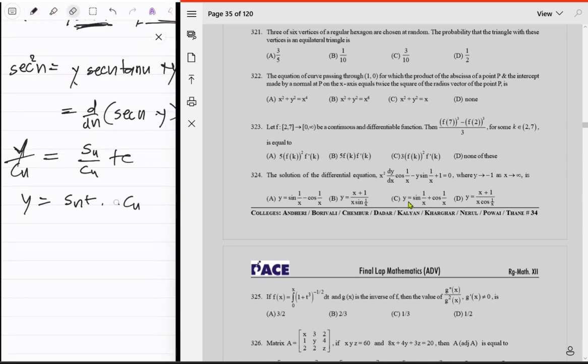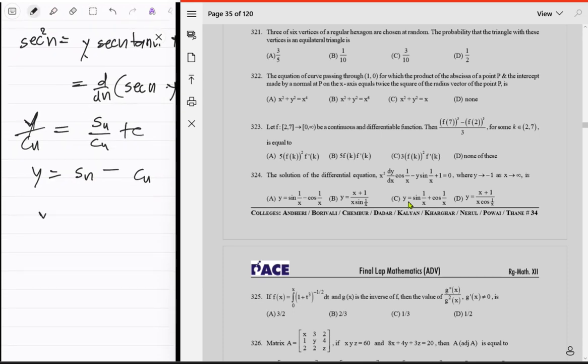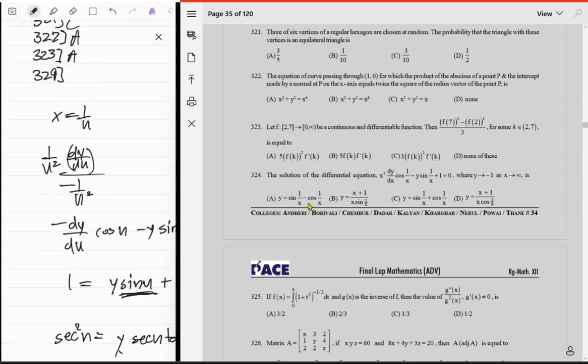Why have you written this as c? Call it k. In fact, that c is already there, right? Where y which is negative 1 as it is infinity. Oh, as x approaches infinity, u approaches 0 plus. So this thing will become 0. This is approaching 1. So like k should be negative 1. So actually, y is equal to sine u minus cosine u. Right. y is just equal to sine of 1 upon x minus cosine of 1 upon x, which is A. Next question.